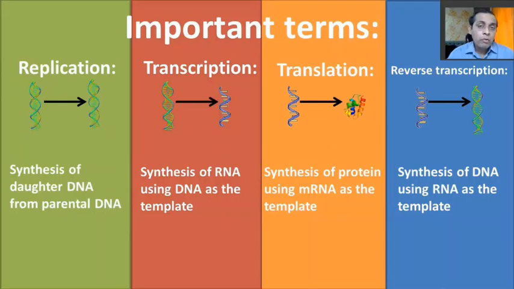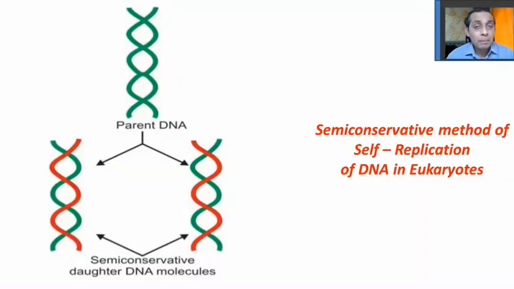The first part we're going to start with is replication. As you can see on the screen, a parent DNA is replicating to make daughter DNA. The two daughter DNAs are exact replicas of the DNA. They have the same quality and same quantity of the DNA.